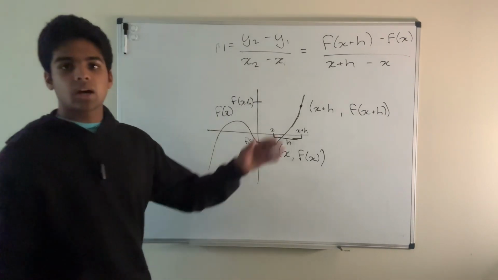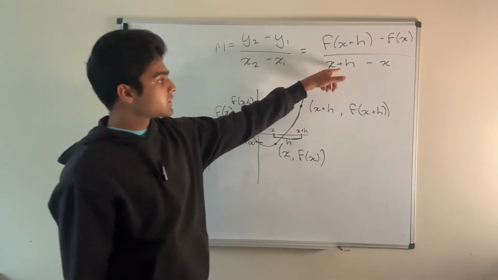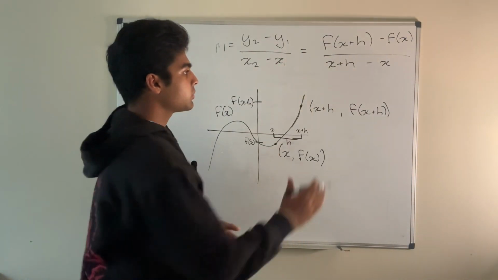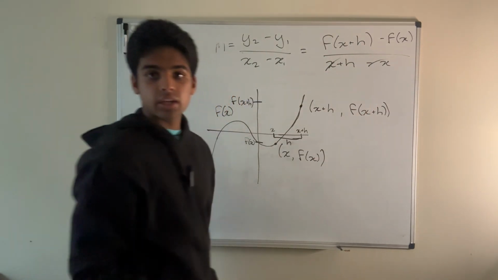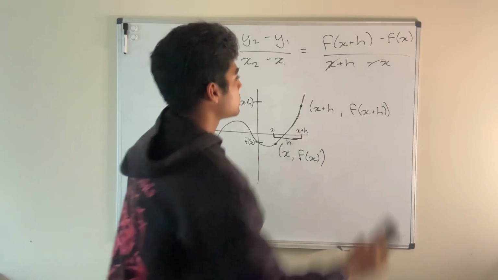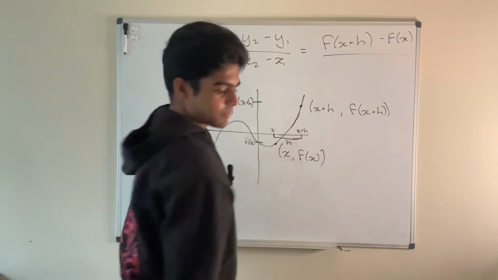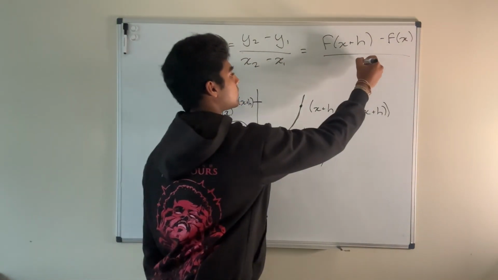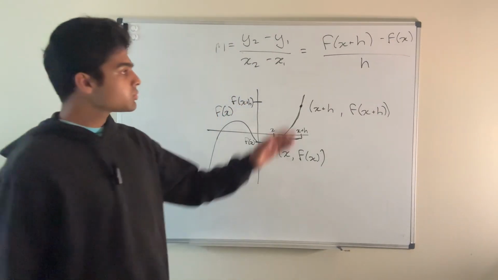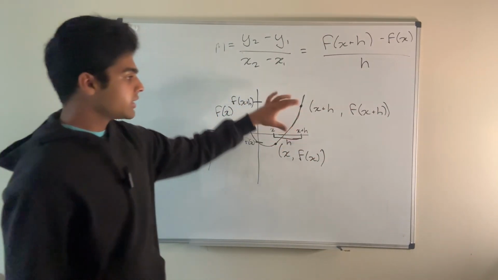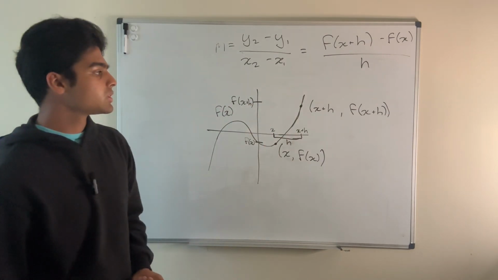Now if you can see in the denominator, we just have x minus x. So now we can just cross out these x's, and we'll be left with h in the denominator, so all over h. Okay? So now this would be kind of our arbitrary slope between these 2 points.